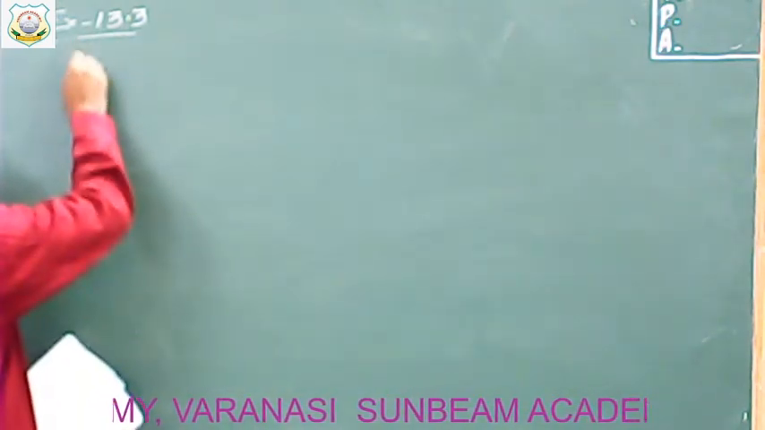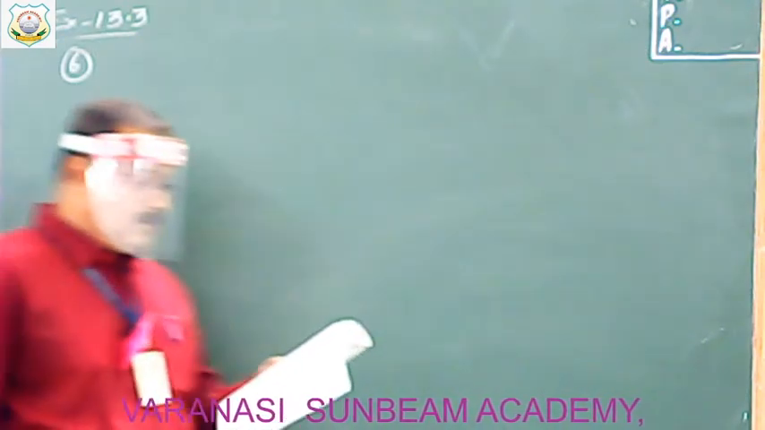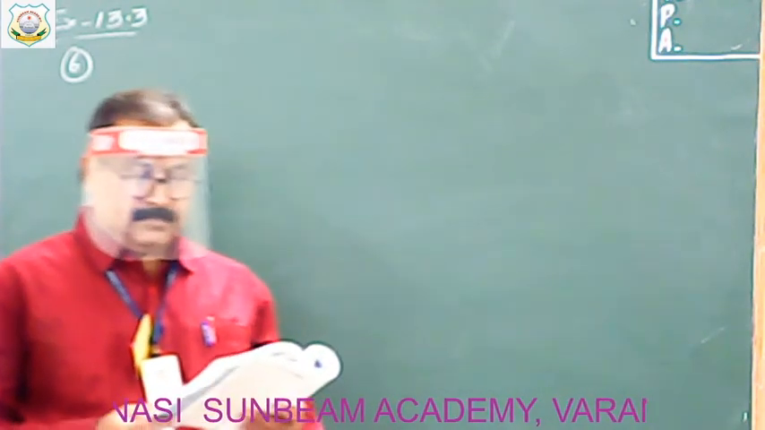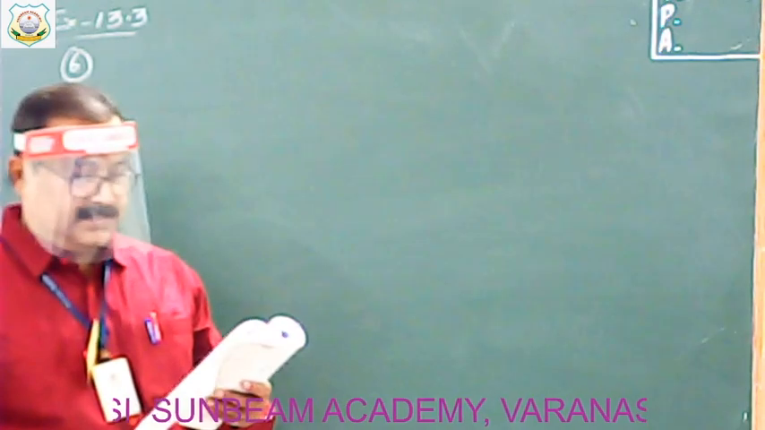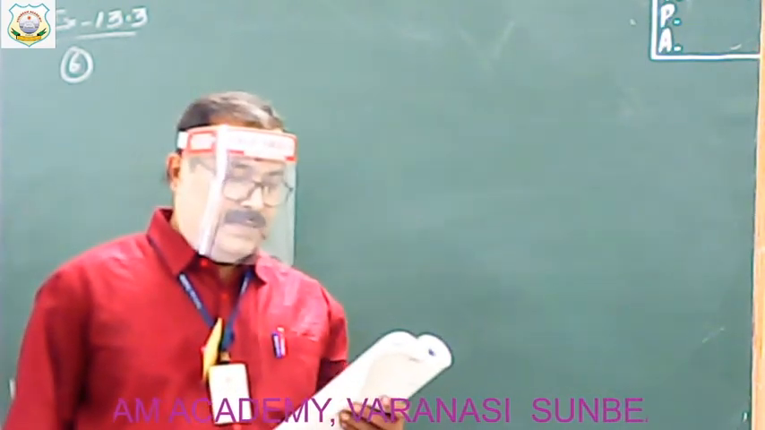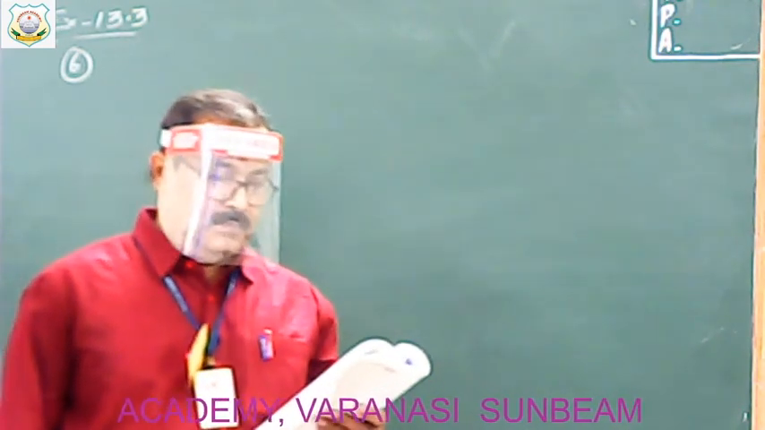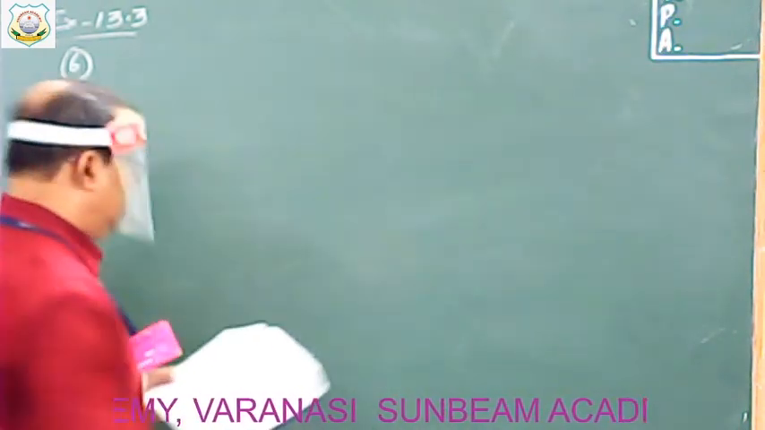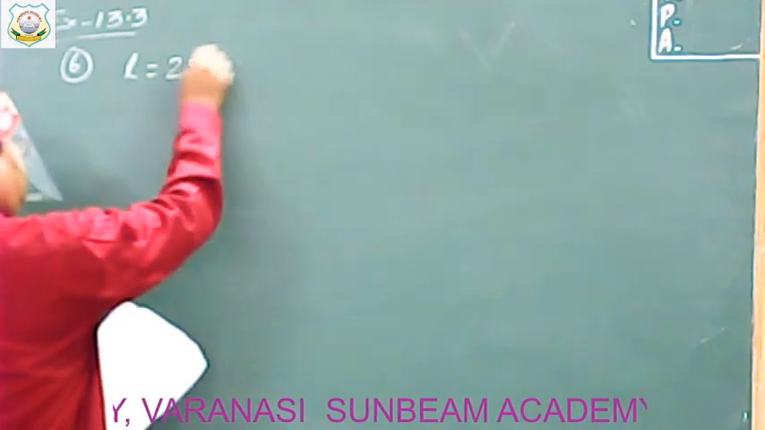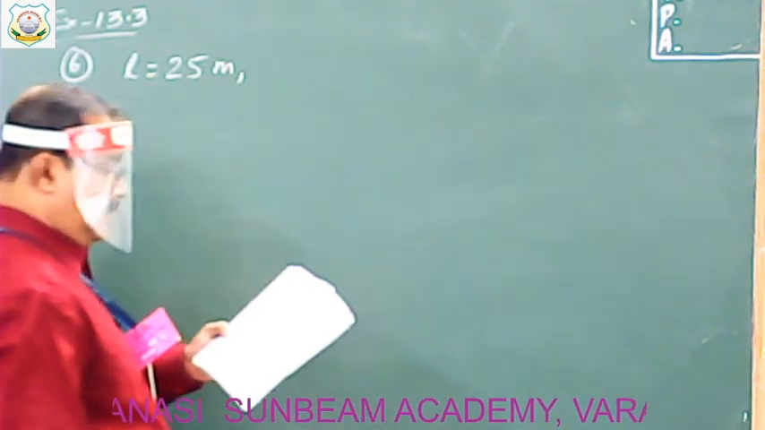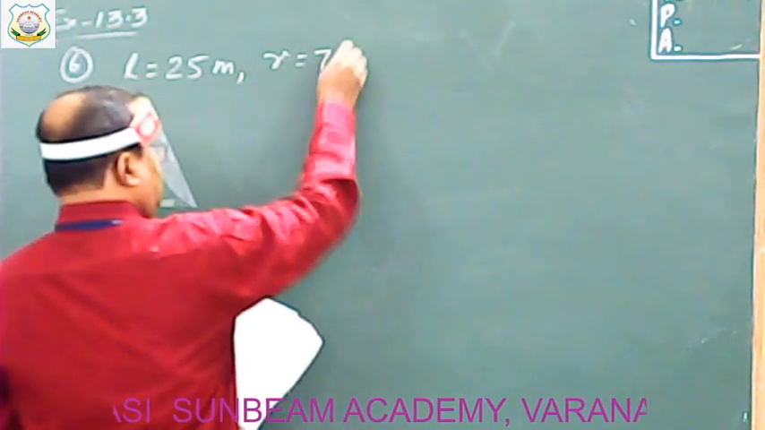Question number 6. The slant height and base diameter of a conical heap are 25 meters and 40 meters respectively. Find the cost of whitewashing its curved surface at the rate of rupees 210 per 100 meters squared. The slant height l is 25 meters, base diameter is 40, so radius is 20 meters.